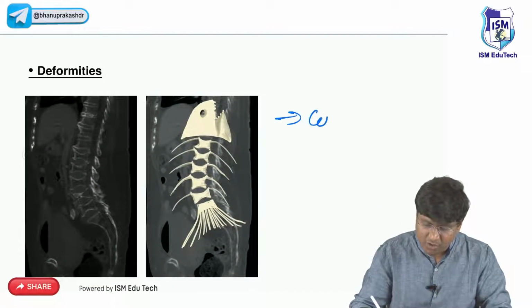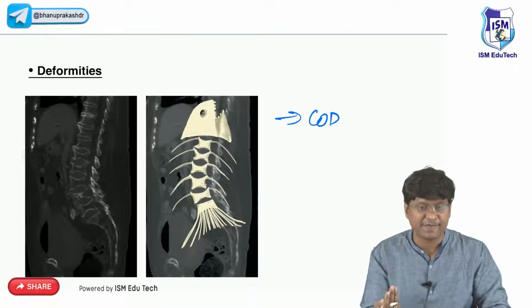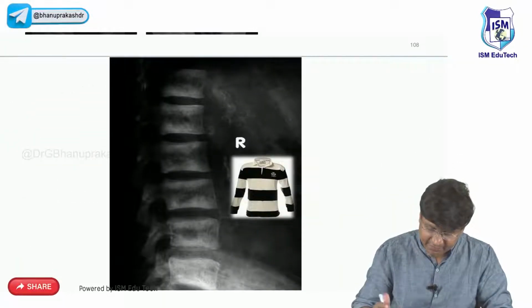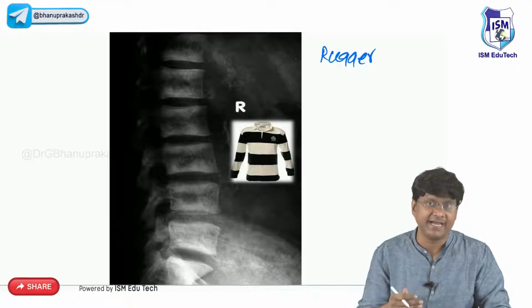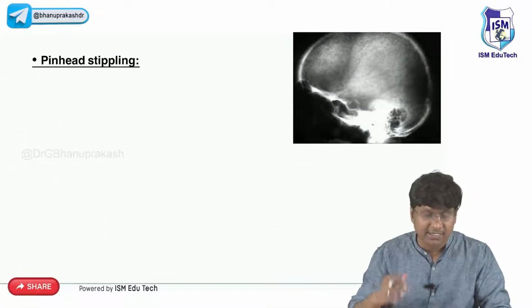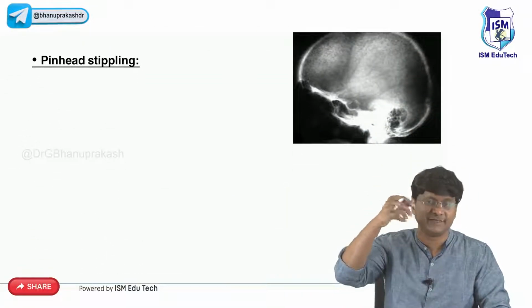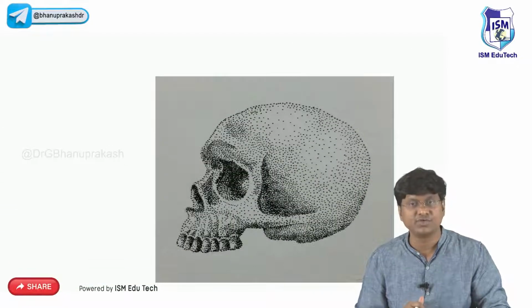That is the codfish spine, because of the scooping of the vertebra by excess parathormone. Then you have Rugger Jersey spine, which is nothing but alternate dark and white bands because of increased parathormone levels. And even within the skull, you will observe the pinhead stippling, because of bone resorption due to increased parathormone secretion. And this is your pinhead stippling.